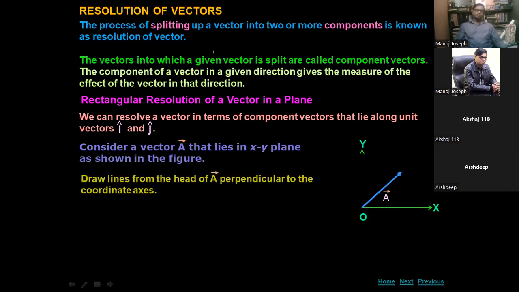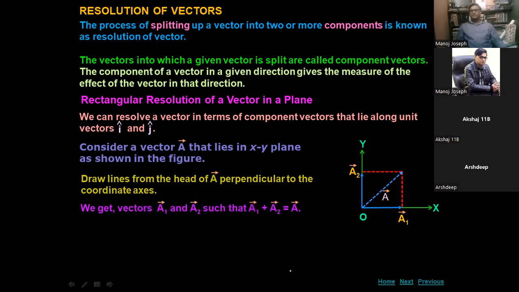So we draw a line from the head of the vector perpendicular to the coordinate axes, along the x-axis and along the y-axis. Let's draw first the line along the x-axis. We draw the perpendicular on the x-axis from the head of vector A, then on the y-axis. Now the length which is cut off along the x-axis represents the resolution of vector A along the x-axis, as well as on the y-axis. So it is represented by A1 and A2. OA1 is the resolution along the x-axis, and OA2 is the resolution along the y-axis.